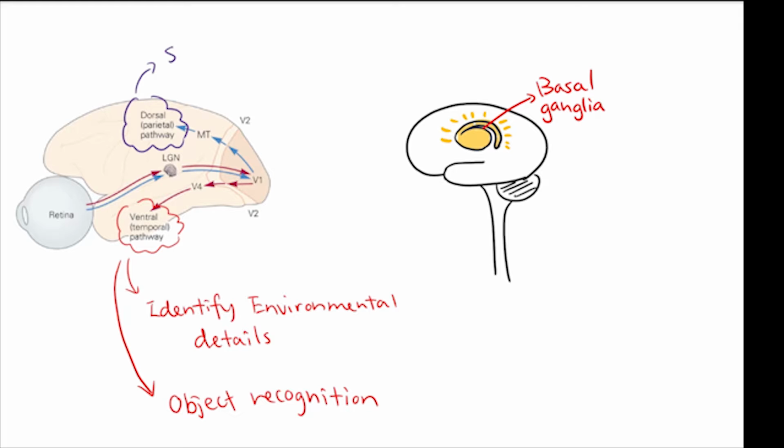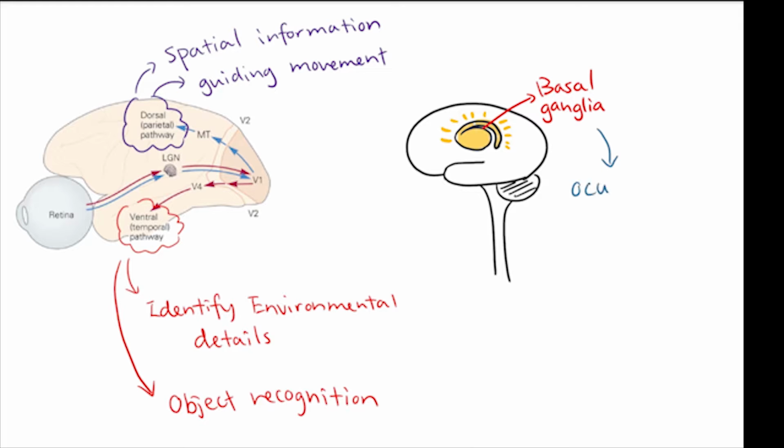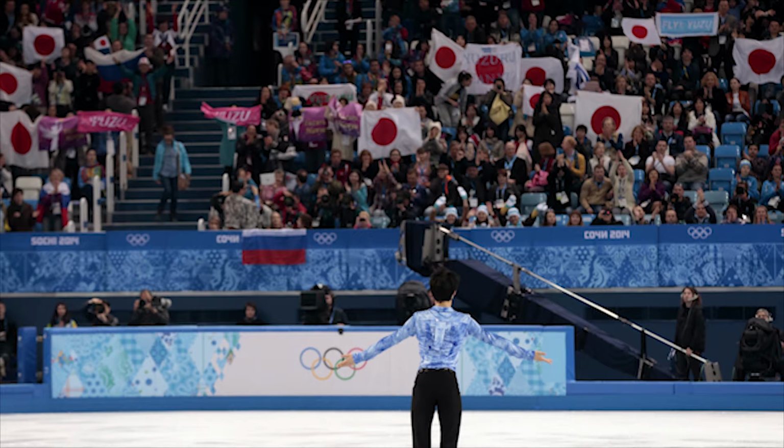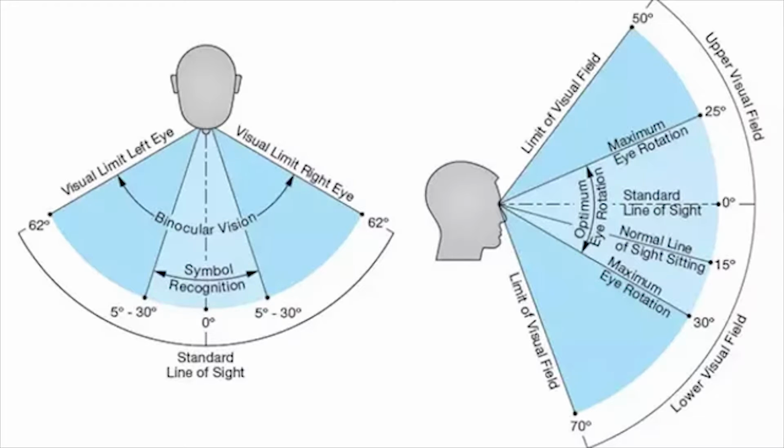The dorsal visual stream provides information on where things are in relation to the skater to help guide his movement and avoid obstacles. The ocular loop, controlled by the basal ganglia, allows a skater to guide and couple his eye and head movements in order to form a holistic view of his surroundings using the central visual field.